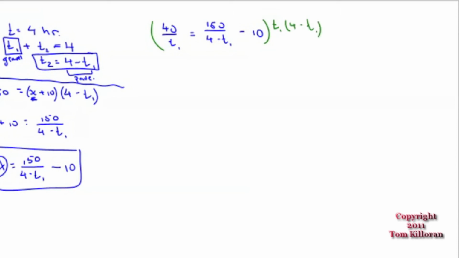We did this a long time ago. It's a nice little review. What happens to the t sub 1s when they hit each other? They cancel. What you're left with is 40 on the top times 4 minus t sub 1. What happens when the 4 minus t sub 1 in the bottom hits t sub 1 times 4 minus t sub 1? The 4 minus t sub 1 cancels. What are you left with? 150 times t sub 1 minus 10 times t sub 1 times 4 minus t sub 1. Nothing cancels there.